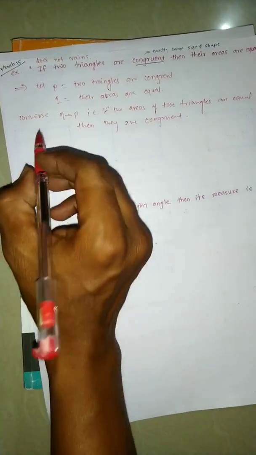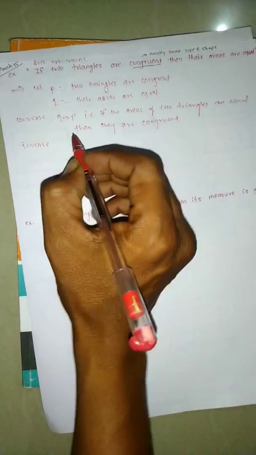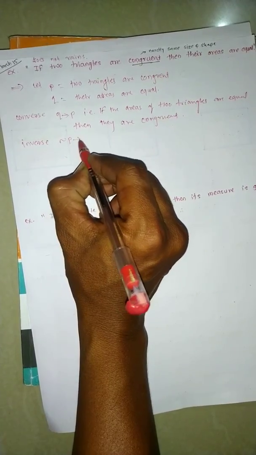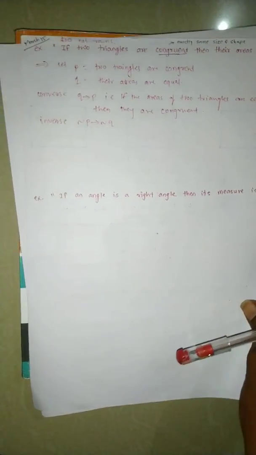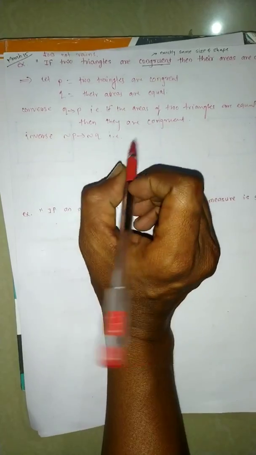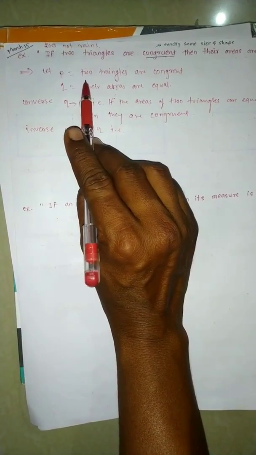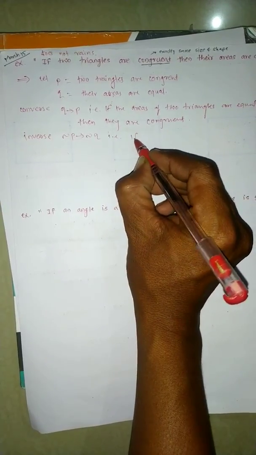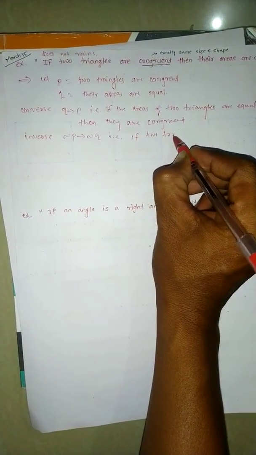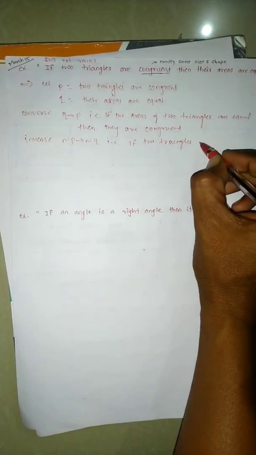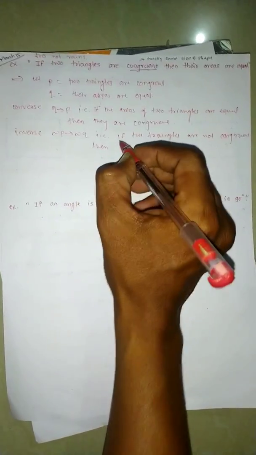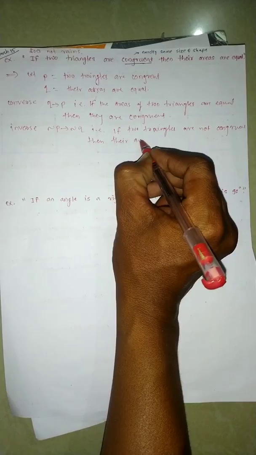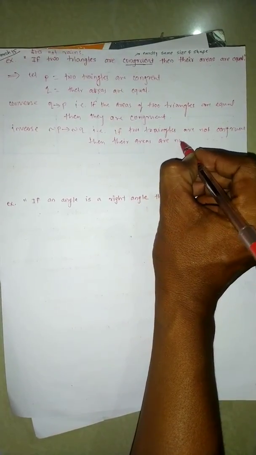Then the inverse: negation of P implies negation of Q. We know the formula. Then write down the statement, adding not in both statements and joining them with if-then. If two triangles are not congruent, then their areas are not equal.